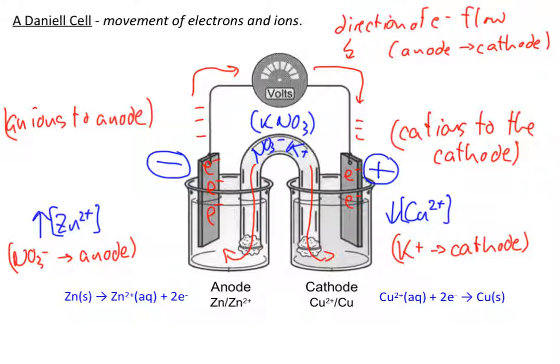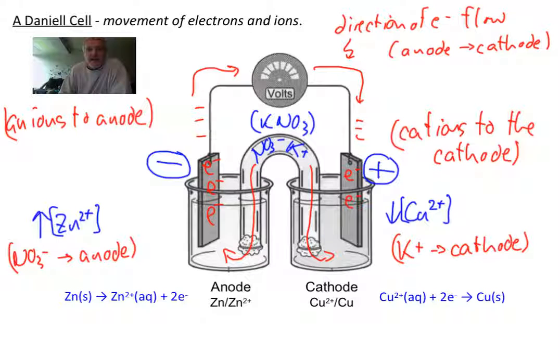So that's all I'm going to talk about at the moment with galvanic cells. That's a brief introduction of the components and electron flow and ion flow within these half cells. And we'll talk more about electrochemical potentials, cell potentials, in a subsequent video. So for the time being, that concludes this video.